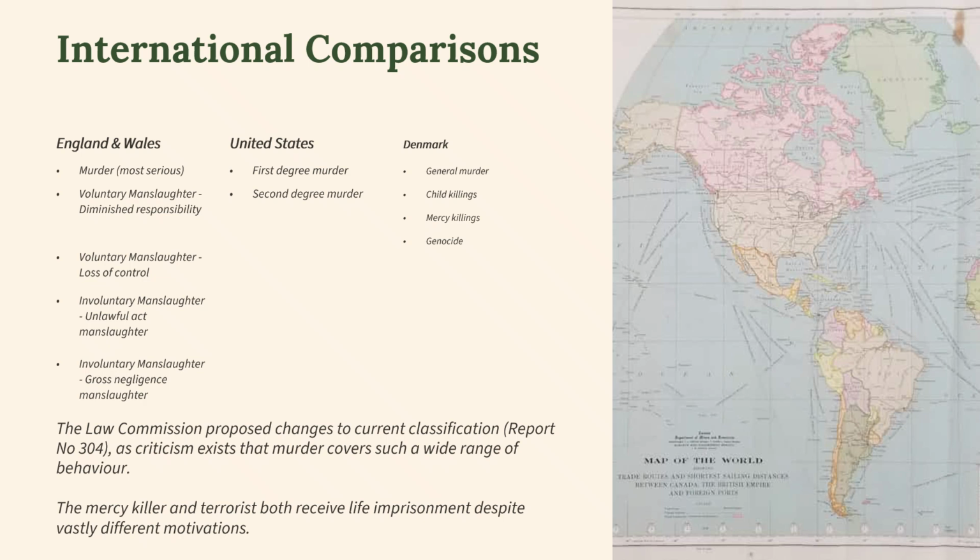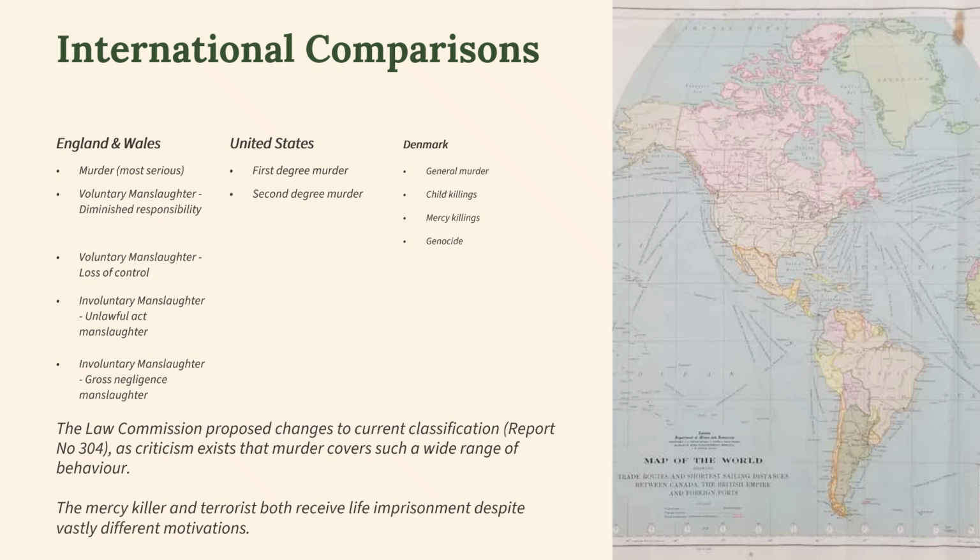It's important to look at international comparisons so you don't get confused when you're talking about the law in England and Wales. So in England and Wales, we have murder, which is the most serious. We have voluntary manslaughter, diminished responsibility. We have voluntary manslaughter, and we have loss of control. We have involuntary manslaughter, unlawful act manslaughter, and we have involuntary manslaughter, gross negligence manslaughter.